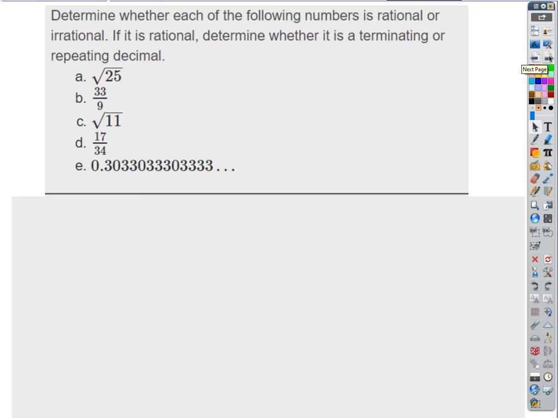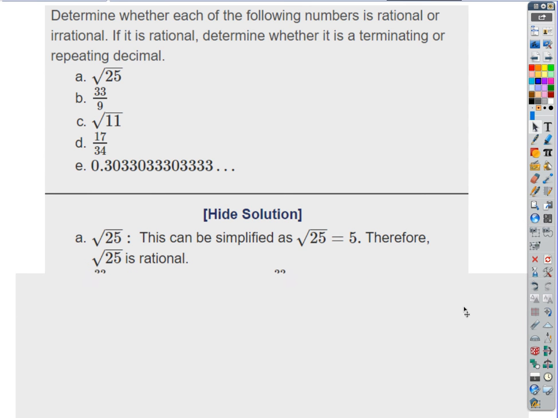What about these 5 examples? Tell me, are they rational or irrational? First one is what? It's rational, because what does the square root of 25 simplify to? 5, right? And 5 is rational, okay? What about the second one?